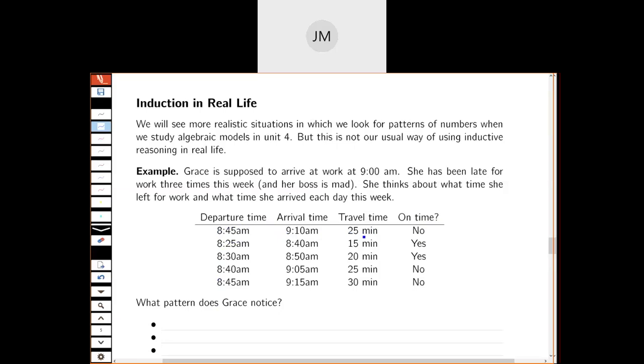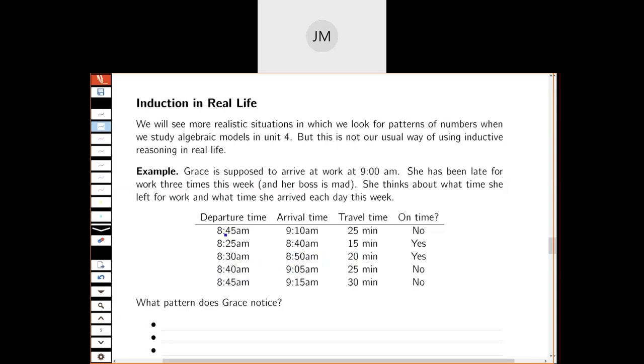And we can look at her travel time, 25 minutes. She left at 8:25 and got there at 9:40, okay? It only took her 15 minutes to get to work, and she was on time. That's good. She leaves a little later, at 8:30, and gets there at 8:50. That's still on time. It took her 20 minutes to get to work. She left at 8:40 on Thursday and gets there at 9:05. That's late to work. That's no good. Now notice what she's doing.